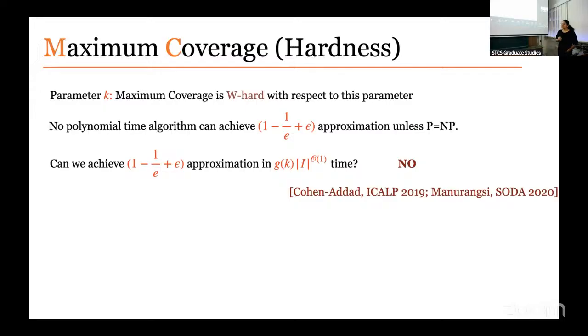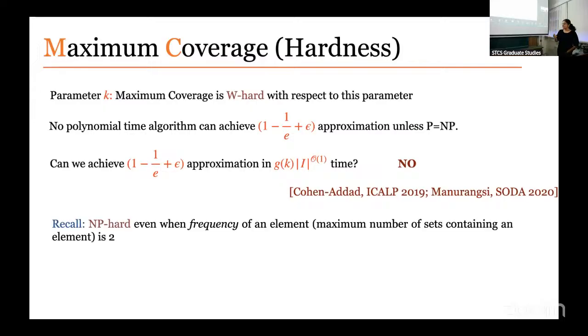So now what next? One of the directions is to restrict our set families, to explore the structure of our set family. So the next question we ask.